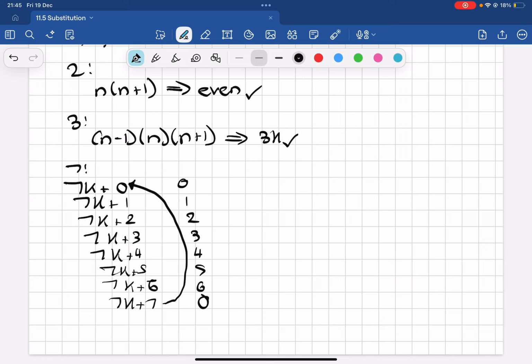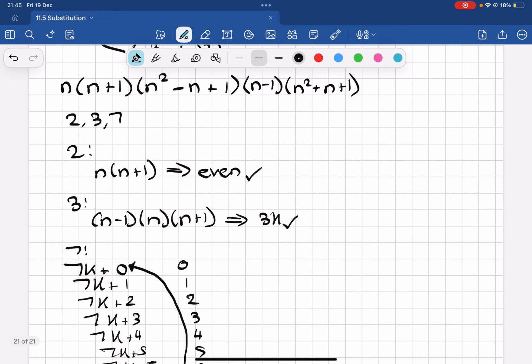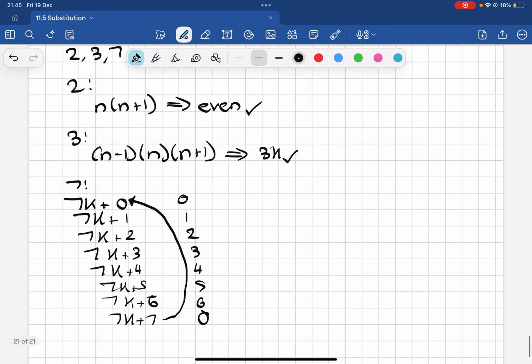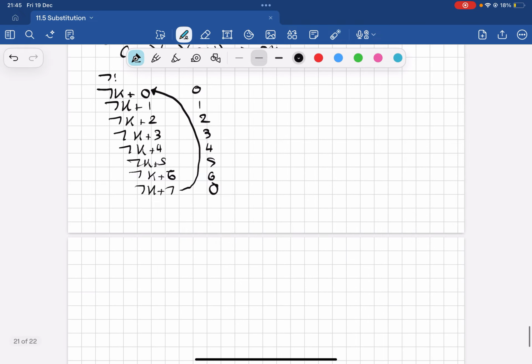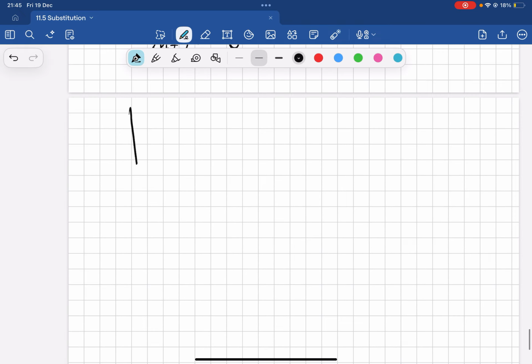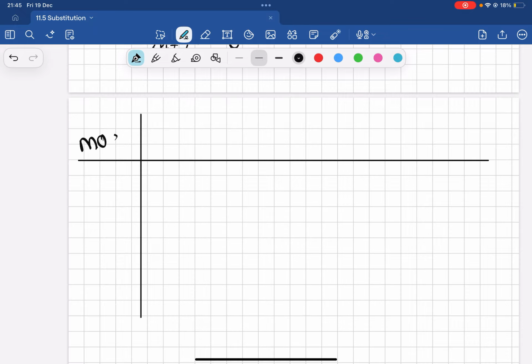So if we can show for values 0 to 6, when these numbers are n, that the mod of our expression is 0, then we can say that this whole expression is divisible by 7. So let's make a grid to show this. We'll have all our terms as the columns.